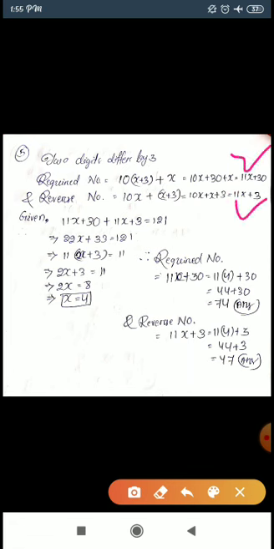Now given that the sum of the 2-digit number and the number obtained by reversing the order of its digits is 121. So the sum of this one and this one is 121. So 11x plus 30 plus 11x plus 3 is 121. That is 11x plus 11x, which is 22x, and 30 plus 3, which is 33, equal to 121. So take out 11 as common. This one will be 2x plus 3.